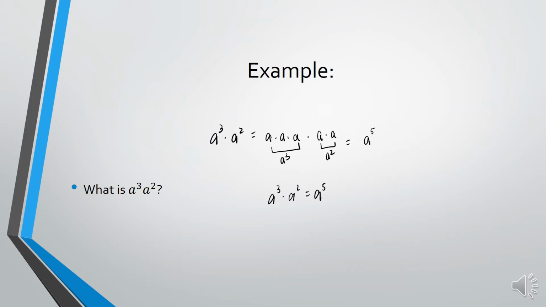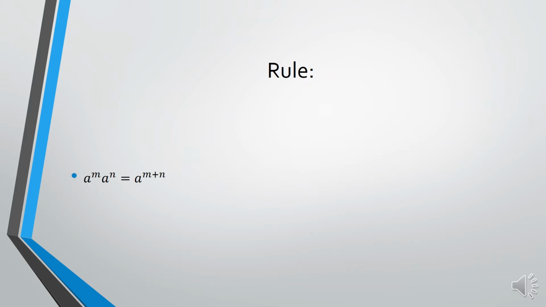And that's going to lead us to the first rule of exponents. The first rule is that a to the m times a to the n equals a to the m plus n. So when you have the same base, this a here is your base, and you're multiplying, what you want to do is add the exponents together.